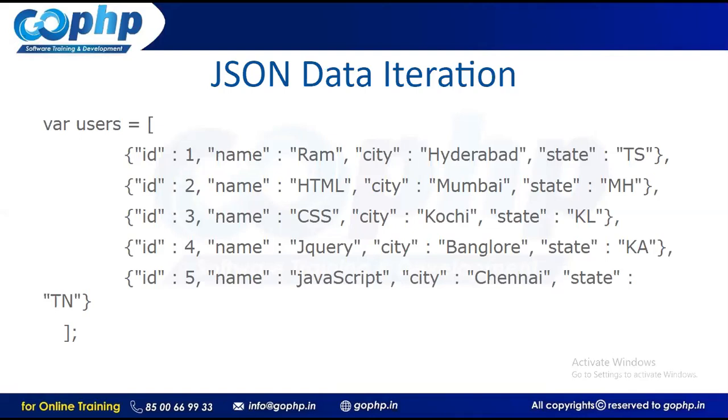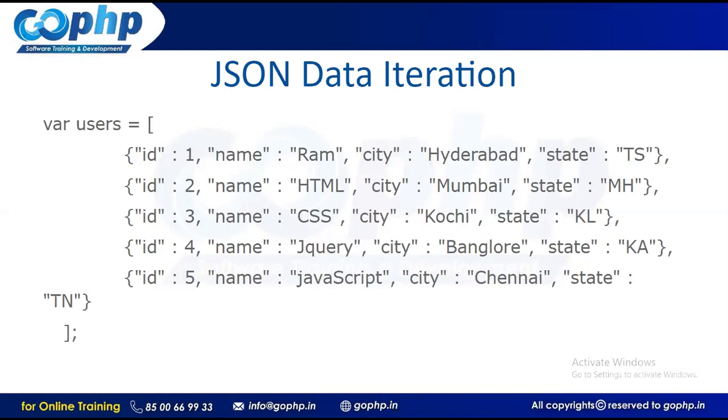I have an array of records. I want to iterate this, and after that, I need to bind this to a table. How can we display this entire data? You can see the users array contains 5 records. I want to display these 5 records in an HTML table, and the table should populate.